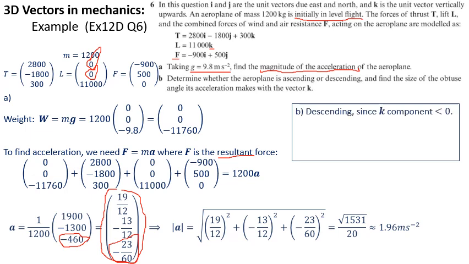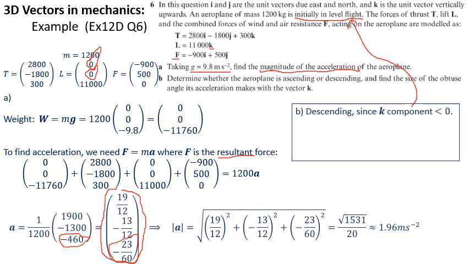But in this case, it is descending, partly since the k component is less than 0, but also relying on the fact that we are initially in level flight. So you've got to make a note of that and recognize that that is an important part of this answer. The next bit says find the size of the obtuse angle its acceleration makes with the vector k.